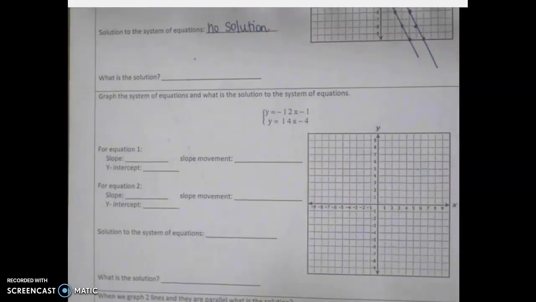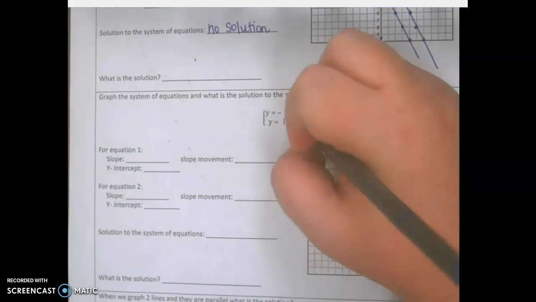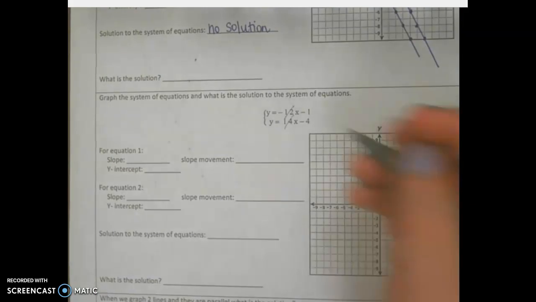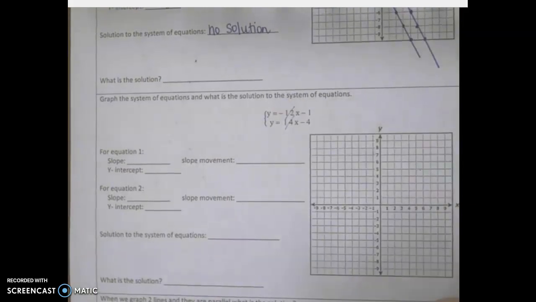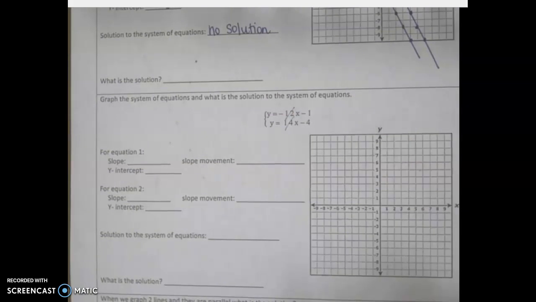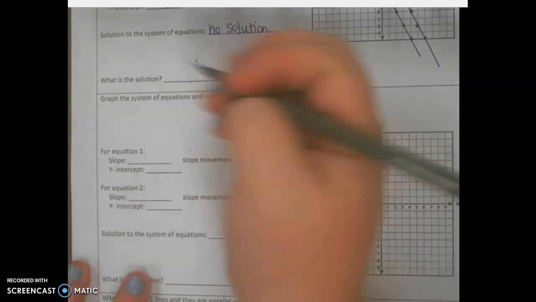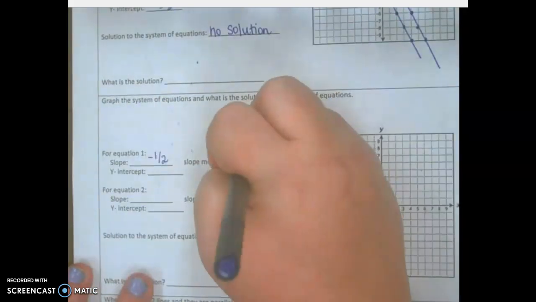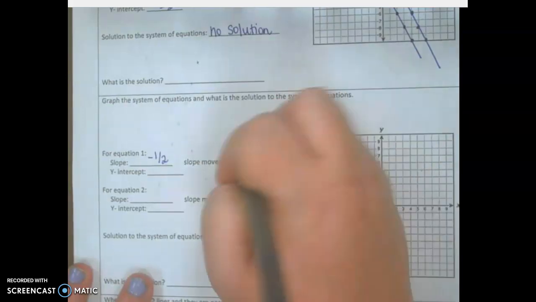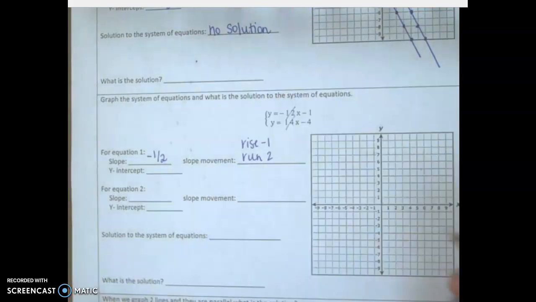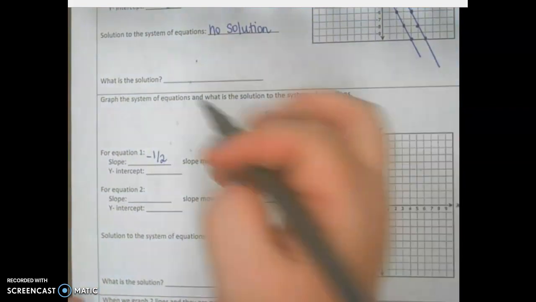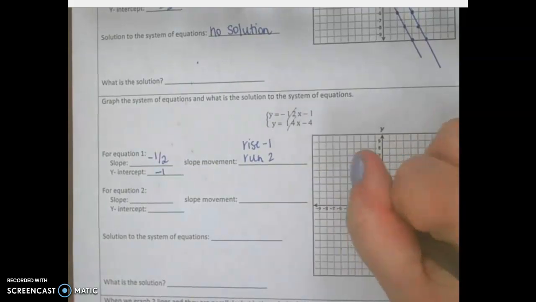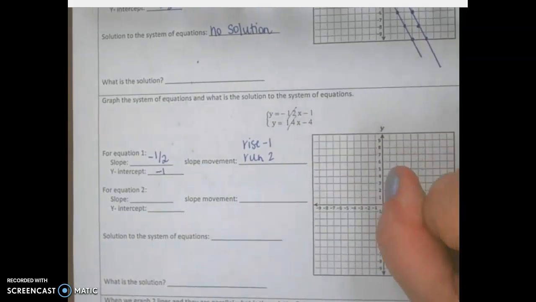For this last problem, it should have been changed to 1/2 and 1/4. Hopefully the sub the day before told you that. All right, so our slope is going to be -1/2, which is a rise of -1 and a run of 2. And I'm going to start it at -1. So I'm going to start at my -1, rise -1, run 2, and I'm just going to keep going with that pattern.